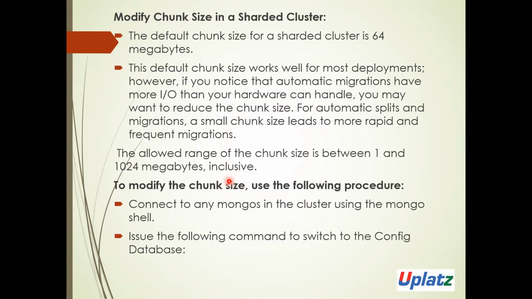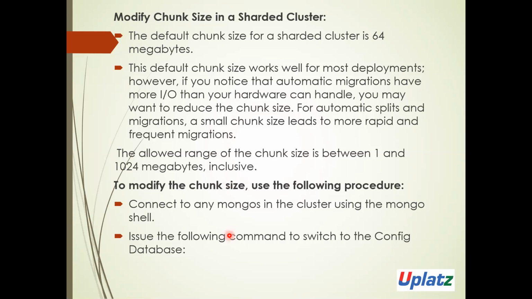So how to modify the chunk size in a collection? The default chunk size of the sharded cluster is 64 megabytes. So this default size will work for most deployments. However, if our IO hardware can handle it, we may reduce the chunk size. The allowed range of the chunk size should be between 1 and 1024 megabytes inclusively. To modify the chunk size, we have the following procedure.